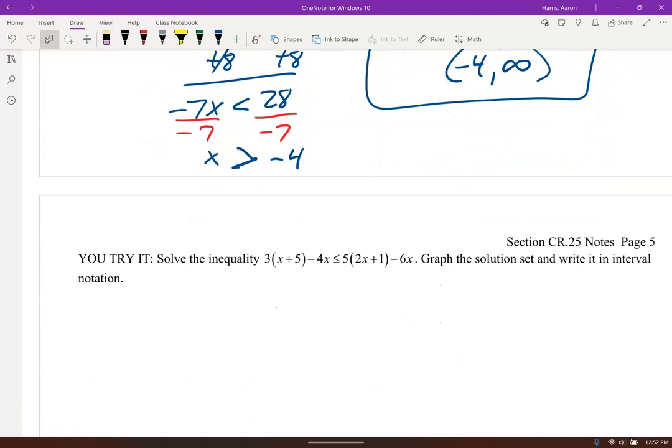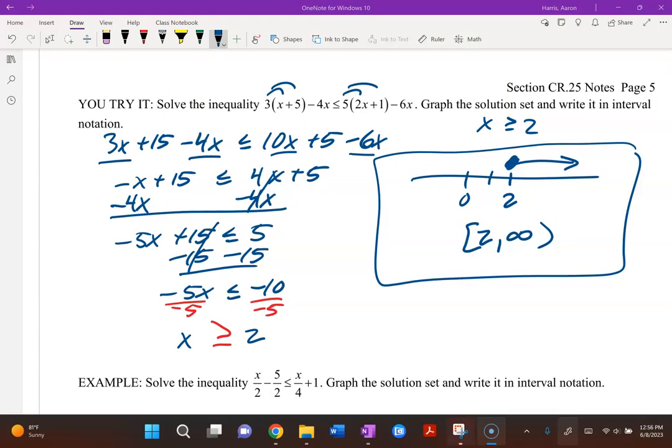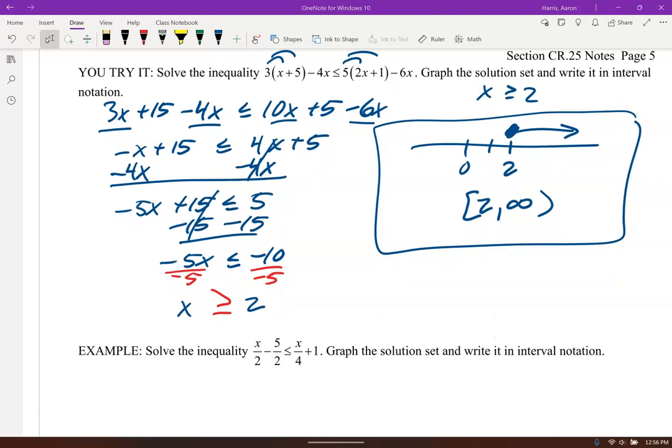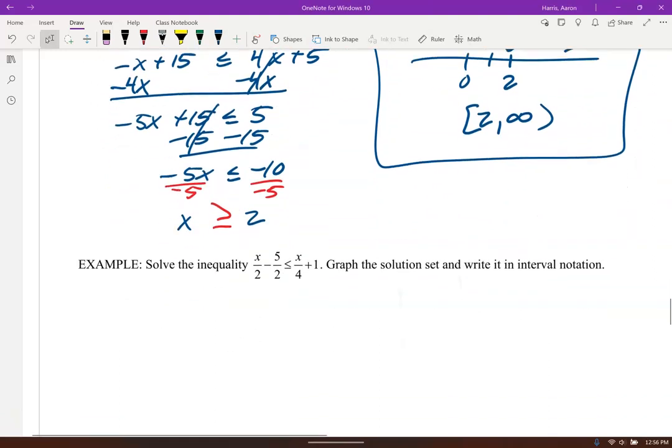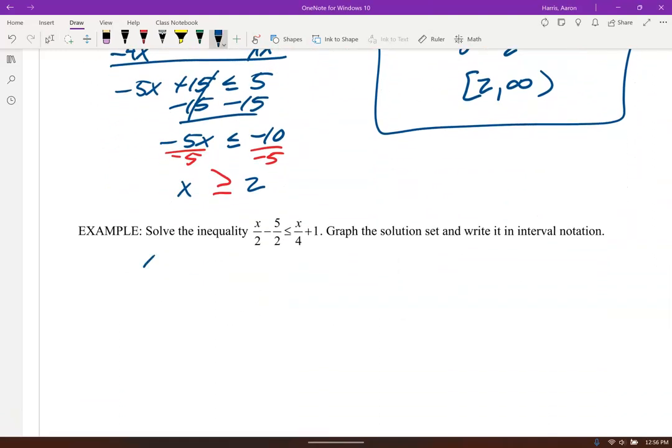All right, why don't you guys try this one? Check yourself with that problem. Make sure you did that right. Make sure when you divided by that negative 5, you switched the sense of the inequality there. And then let's move on. You can pause that if you need to. But let's move on here to one with some fractions, everybody's friend.